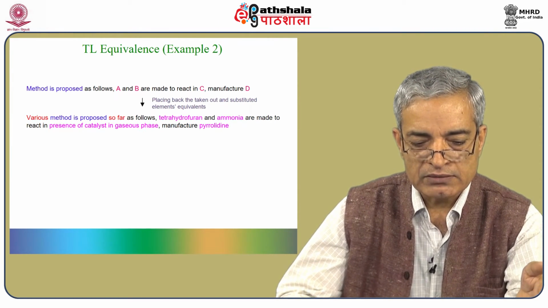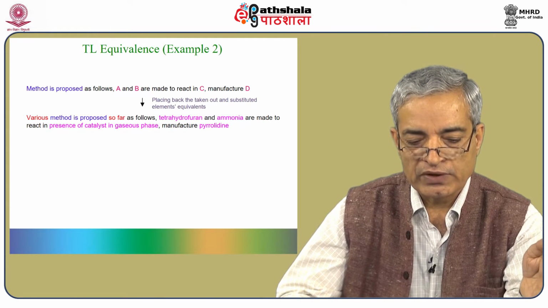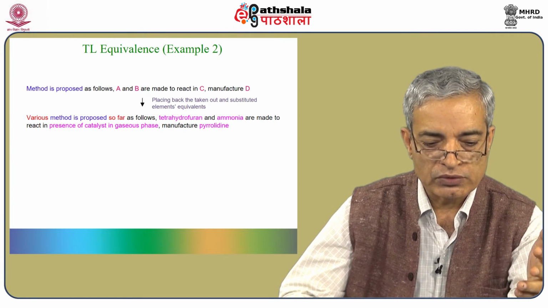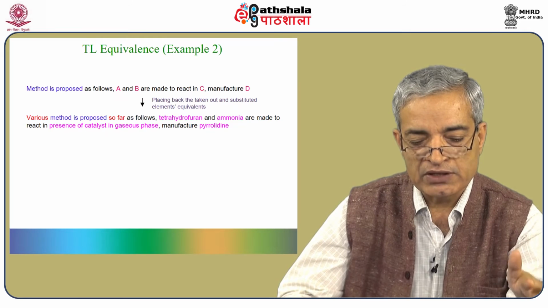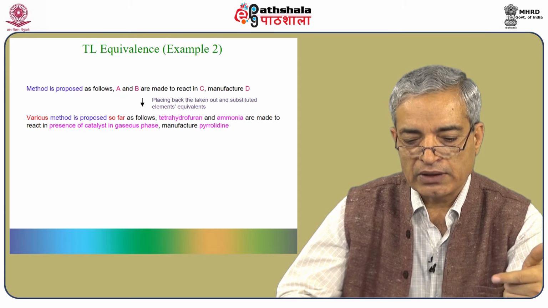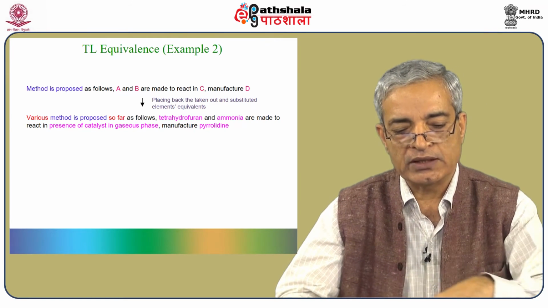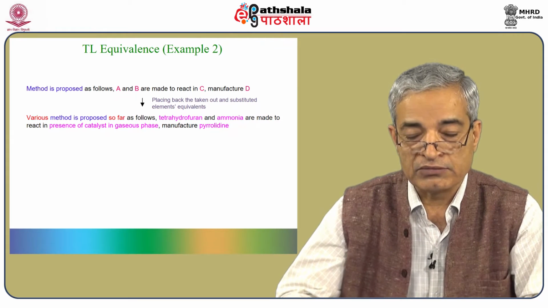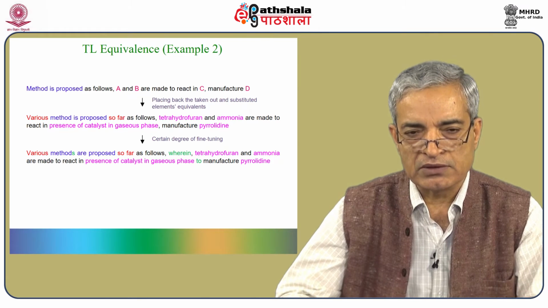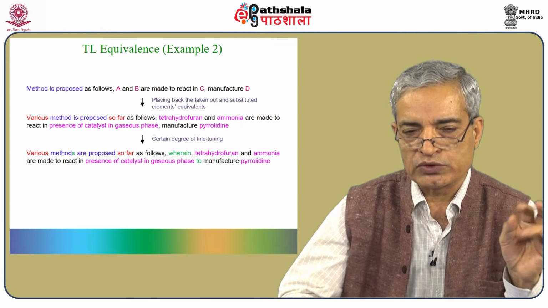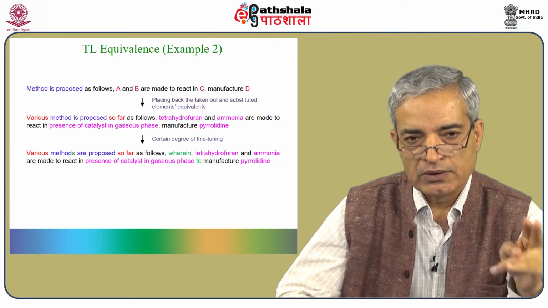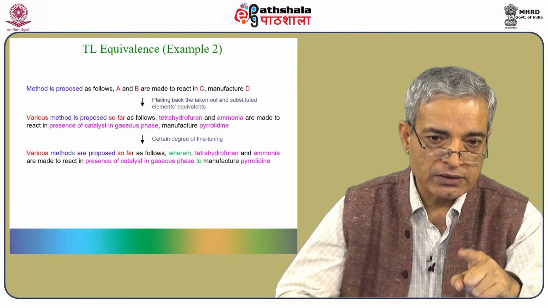So various method becomes various methods. I think it should be R here now, because various is there, so it should be plural, so this needs to be corrected here. Various methods are proposed so far as follows. Tetrahydrofuran and ammonia are made to react in presence of catalyst in gaseous phase, manufacture pyrrolidine. It does make sense, but some issues are there in the flow, so we need to do some fine tuning. Various methods, S gets added because it's plural, so you have R here in place of is.